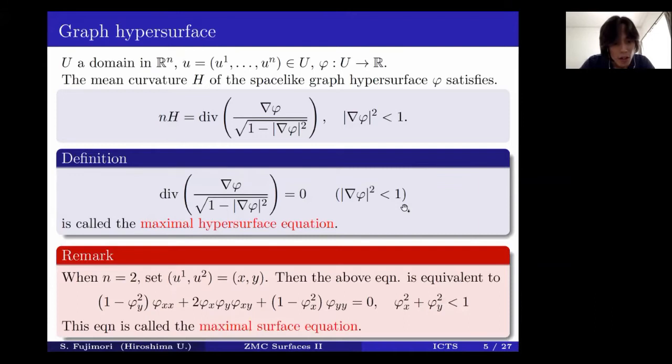When n equals 2, we set u1 and u2 equal to x and y, and then the above equation is equivalent to this PDE, with this condition. Here the sign has changed, and also this sign and this sign have changed. This equation is called the maximal surface equation. This equation is still an elliptic PDE with this condition. Without this condition, it is not elliptic anymore.